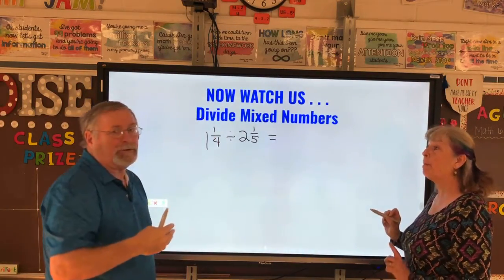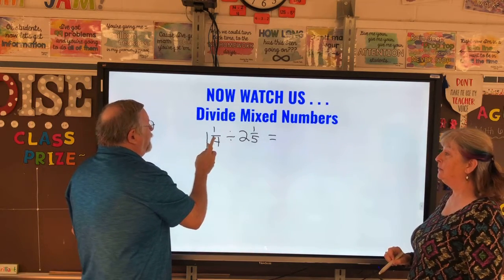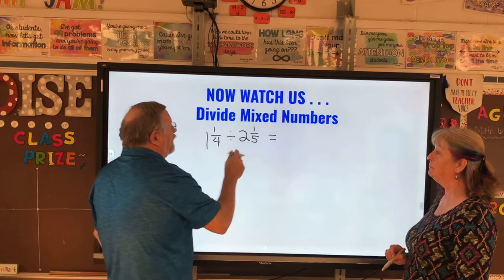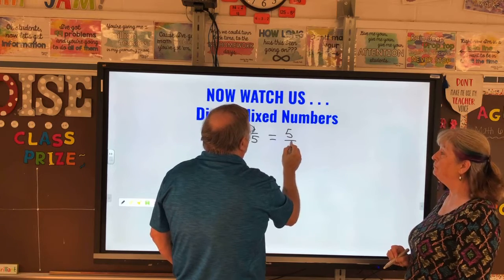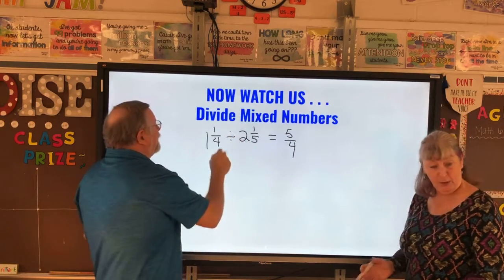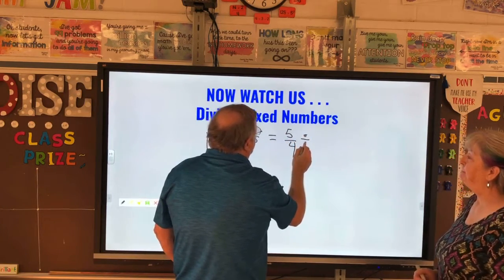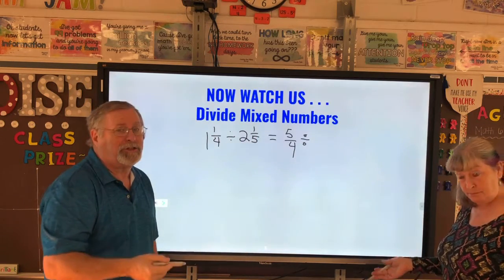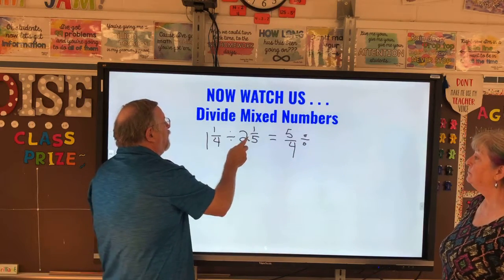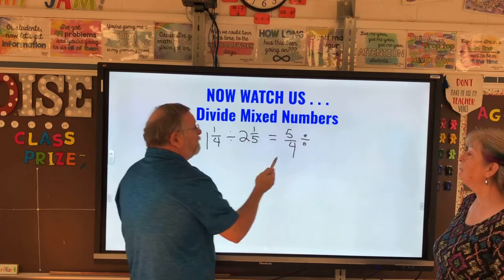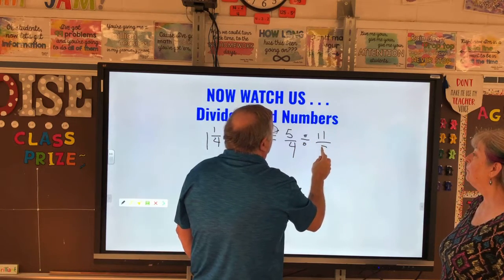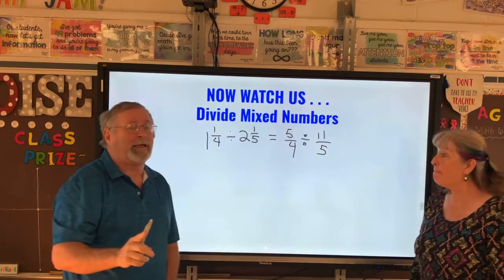to change this over to improper fractions. And again, it's just 4 times 1 plus 1 is 5. So that's 5/4. And I like to go sideways. Divided by, because that doesn't change, because all we're doing is changing this now to improper fractions. 5 times 2, 10, plus 1, 11. So 11/5.